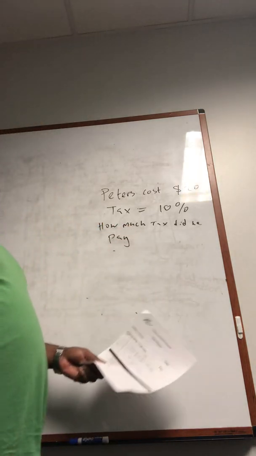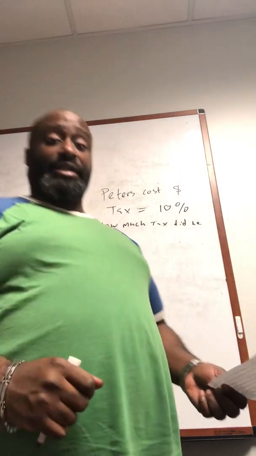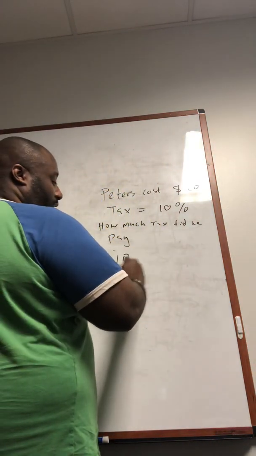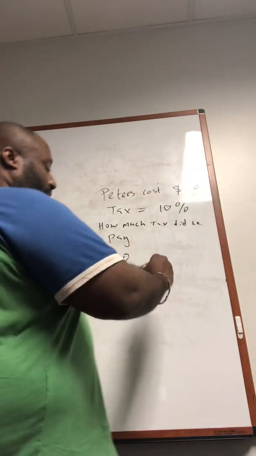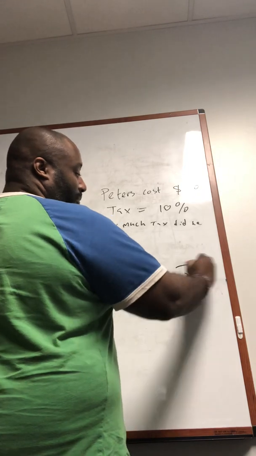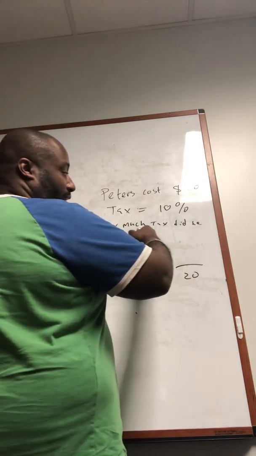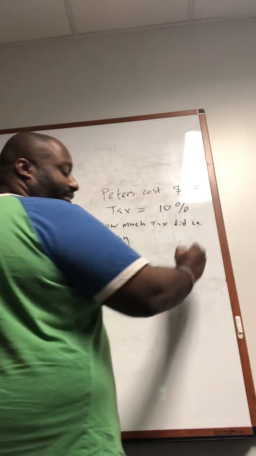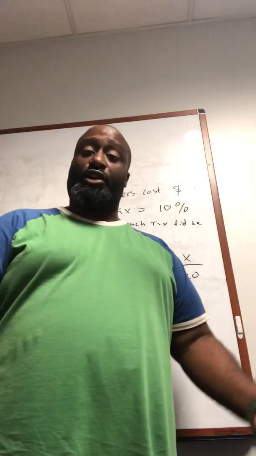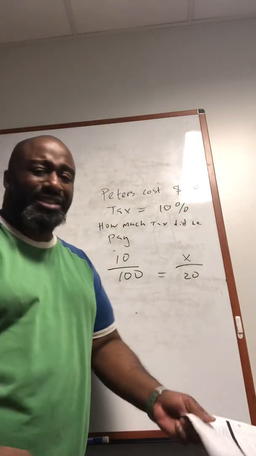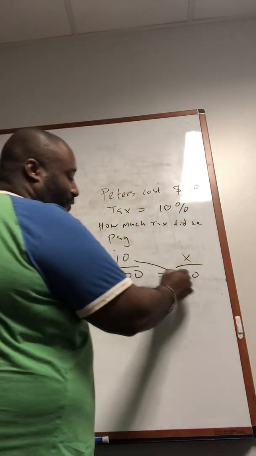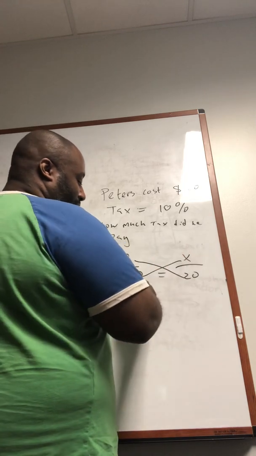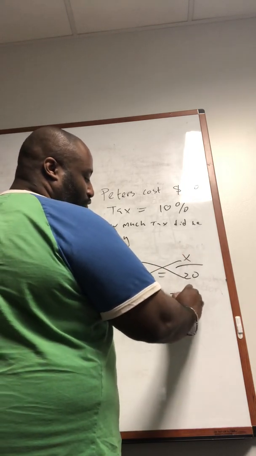So remember, 10% is the same thing as saying 10 over 100. So we have 10 over 100, right? We know the cost of the ball is $20, so we're going to put the $20 here at the bottom, and we don't know how much tax he paid, so we're going to make that x. Remember, x is a variable, x is unknown. We're going to simply do cross multiplication. We're going to multiply 10 by 20 and 100 by x. You have 100x is equal to 200.